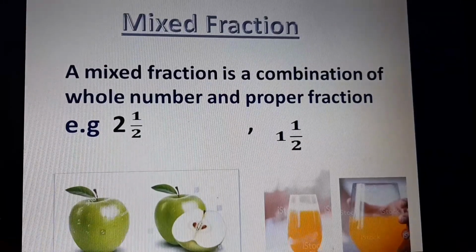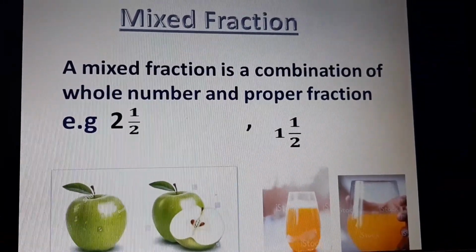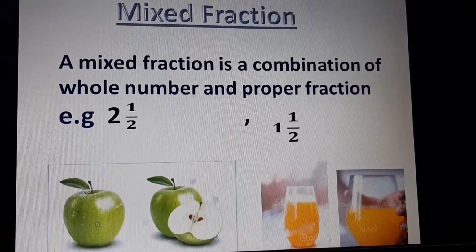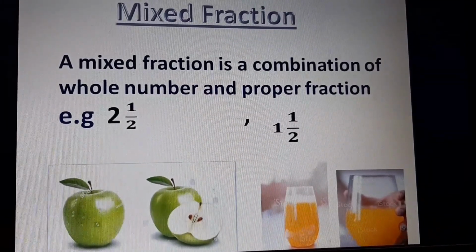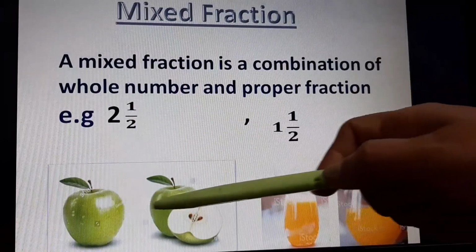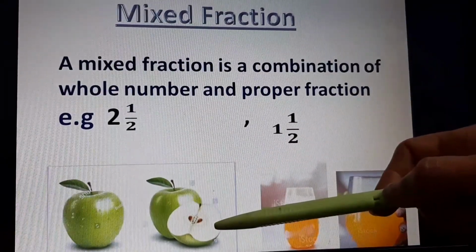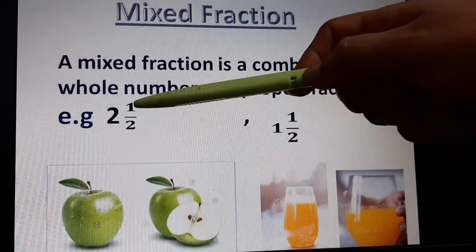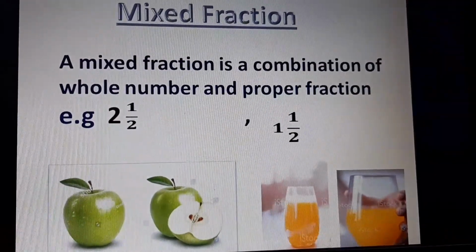Now mixed fraction. A mixed fraction is a combination of whole and proper fraction. For example, 2 1 by 2. Here in this picture we have taken 2 apples and from the third apple we have taken half part. So the fraction of these apples is 2 1 by 2.